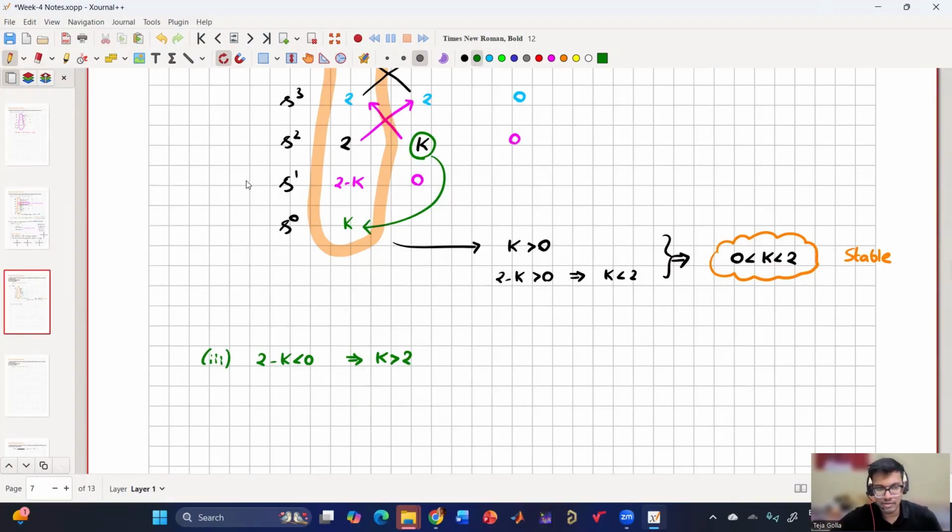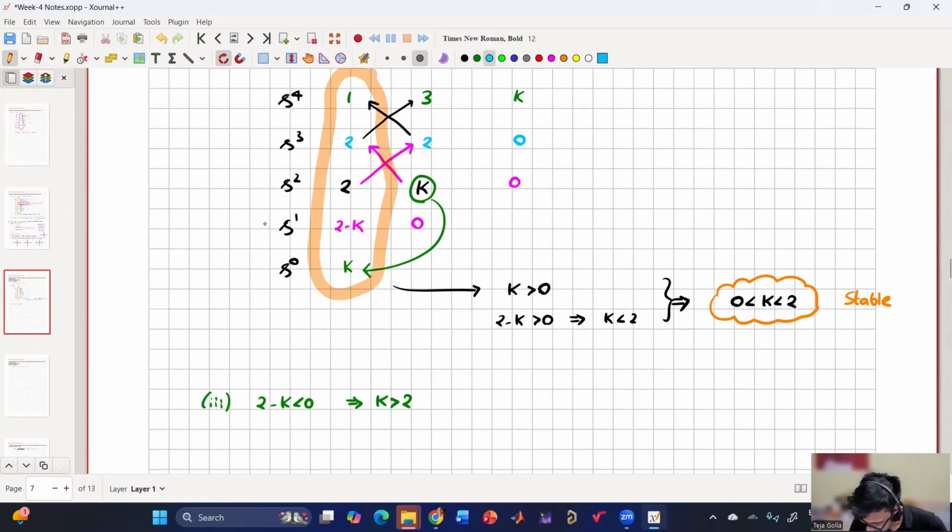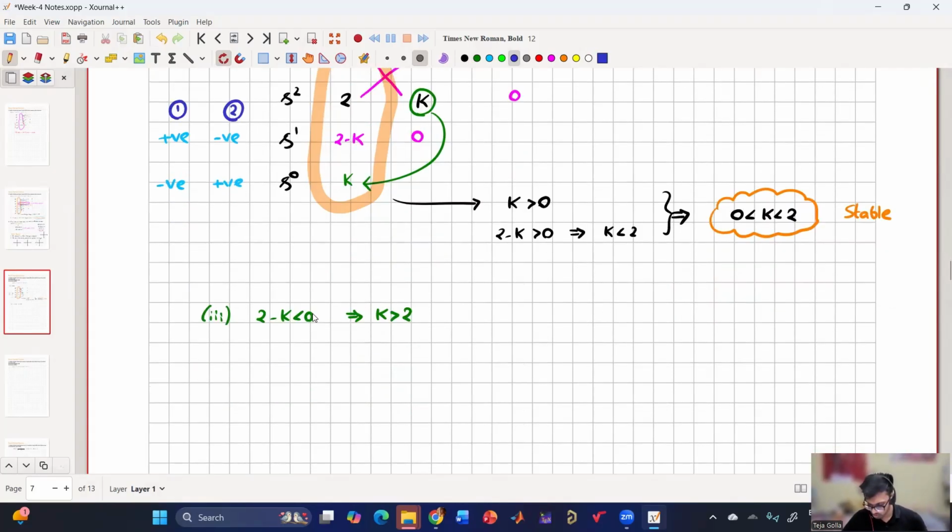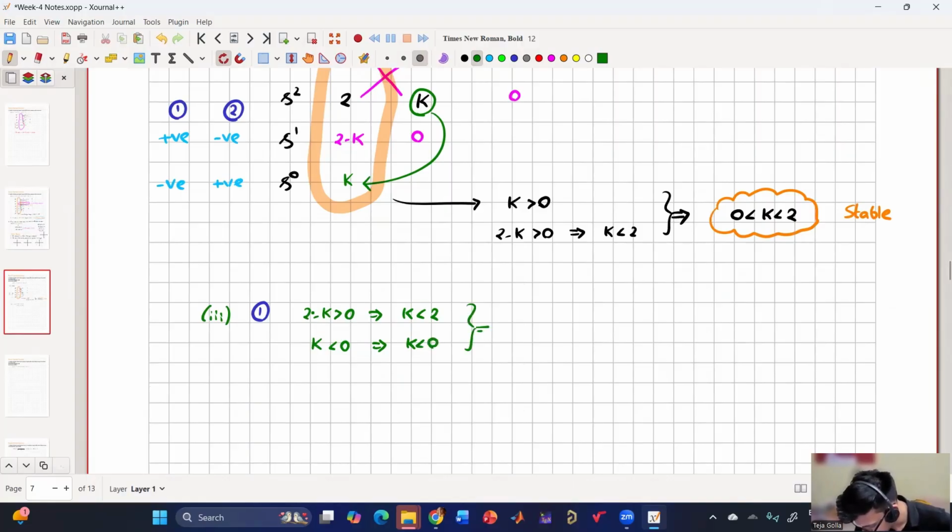So basically, there are two conditions. I can consider this to be negative and this to be positive, or this to be positive and this to be negative. Yes, sir, I'm considering case 1, and this is case 2. So in any case, the system is unstable. To avoid confusion, let us name it the same. In case 1, I have 2 minus K greater than 0, which means K is less than 2, and then K is less than 0. So K is less than 0. So in this case, what is the K value?